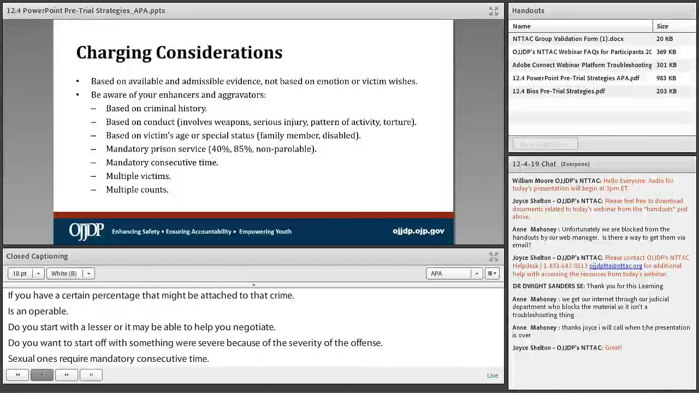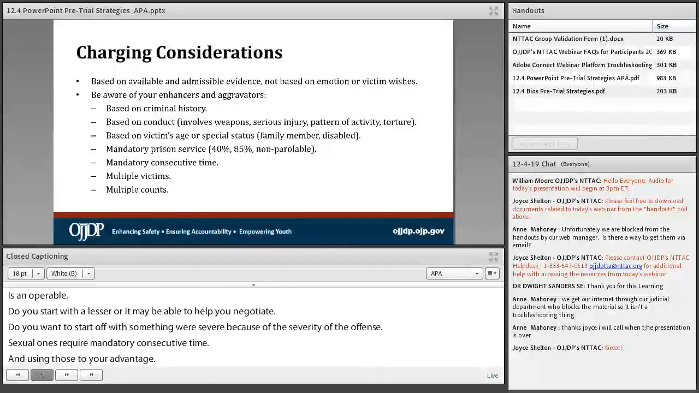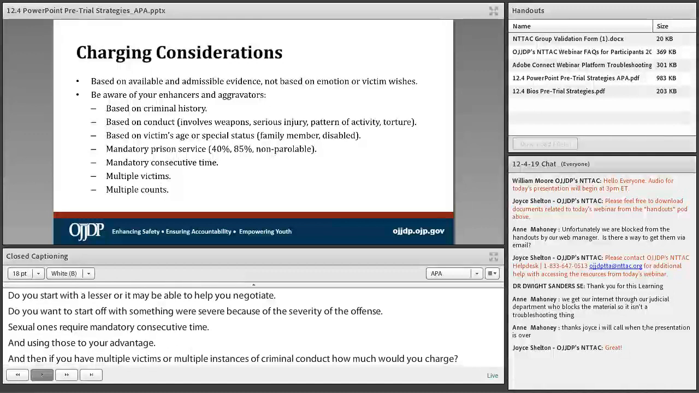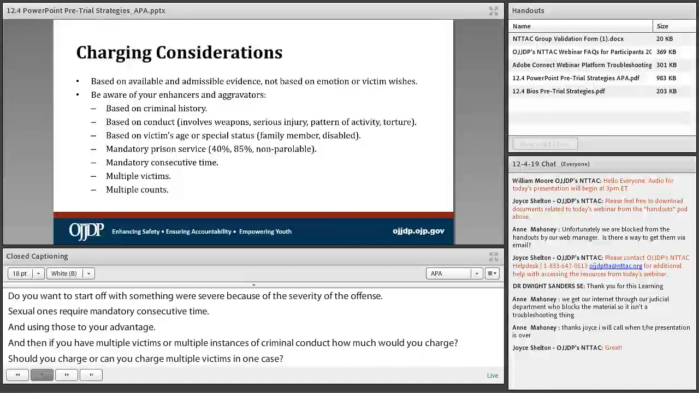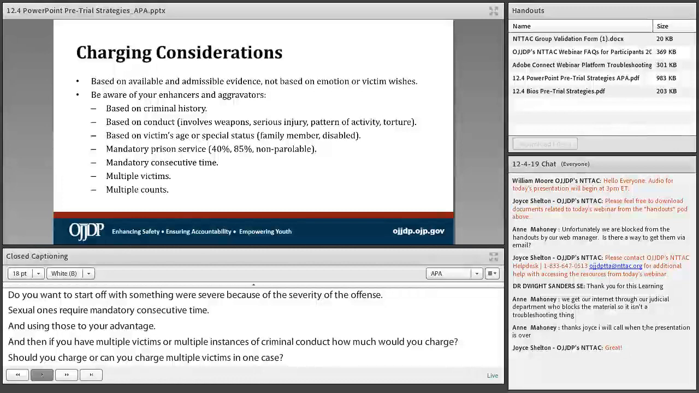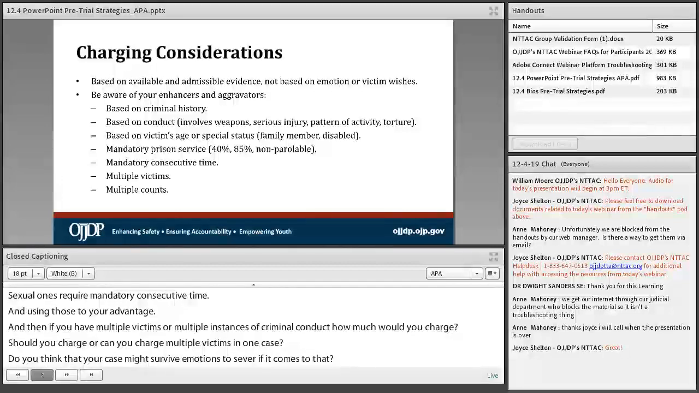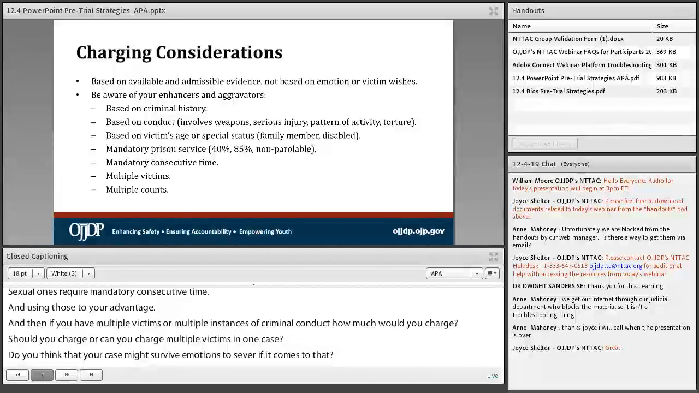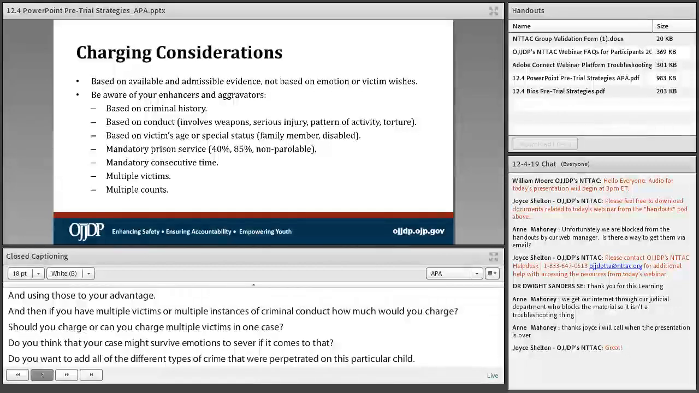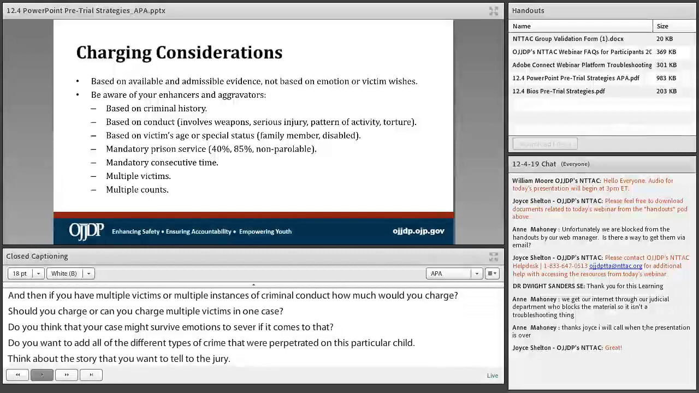And then if you've got multiple victims or you have multiple instances of criminal conduct, how much should you charge? Should you charge, or can you charge multiple victims in one case? Do you think that your case might survive a motion to sever if it comes to that? Do you want to add all the different types of crime that were perpetrated on this particular child? Think about the story that you want to tell to the jury. And maybe there is a charge that is a little bit weaker than the others, but you want to keep it there so that your victim can tell the full and complete story to the jury.